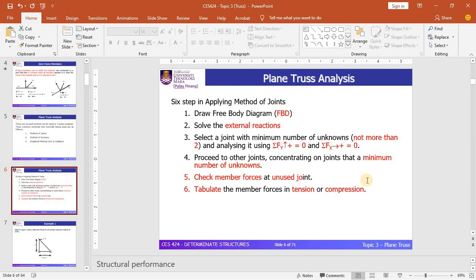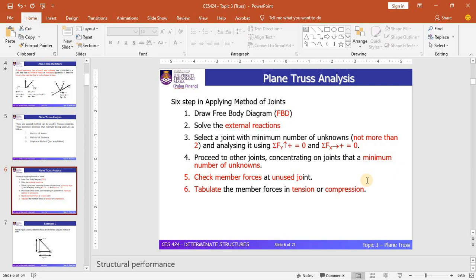These are the steps involved in using the method of joints to calculate the internal forces in the truss. There are six simple steps. The first step is to draw the free body diagram, showing all the external forces and reaction forces in the truss structure. This is followed by solving the external reactions. This step is common for every structure that we have dealt with in the previous topic.